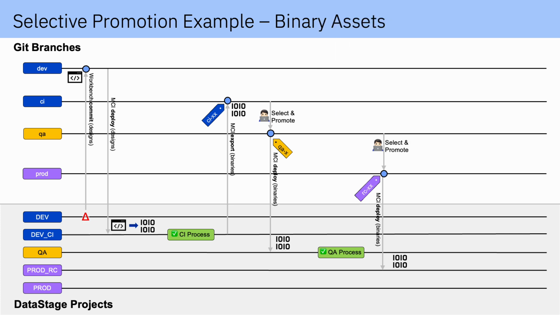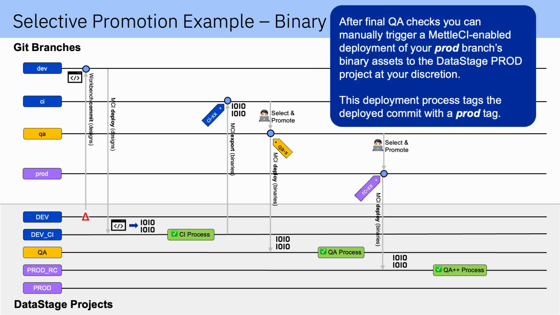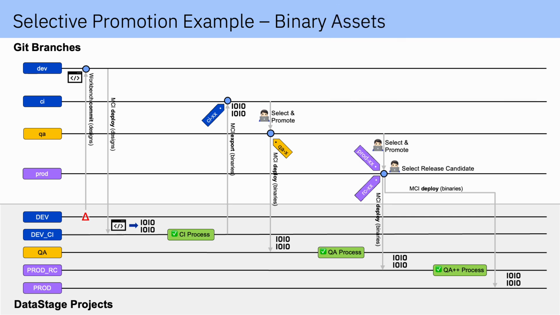After final pre-production QA checks, you can select your preferred release candidate and manually trigger a Metal CI-enabled deployment of your prod branch's binary assets to the DataStage prod project at your discretion. This deployment process tags the deployed commit with a prod tag. Your repository now has a set of tags describing, for each branch, the testing and promotions applied to each version of your codebase.